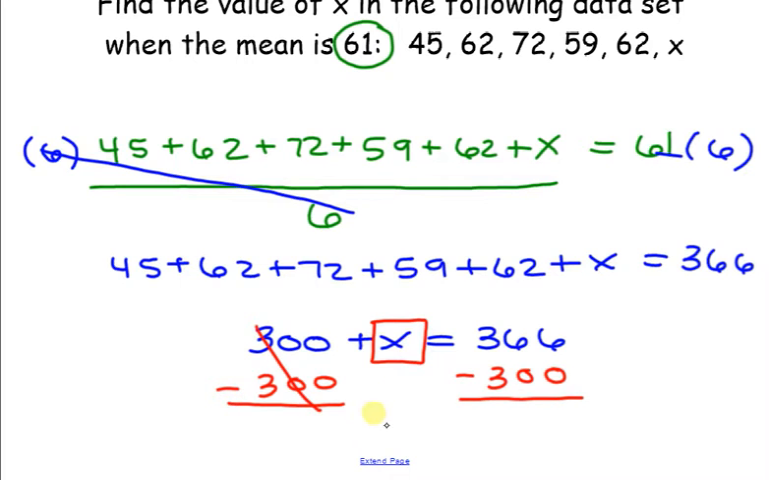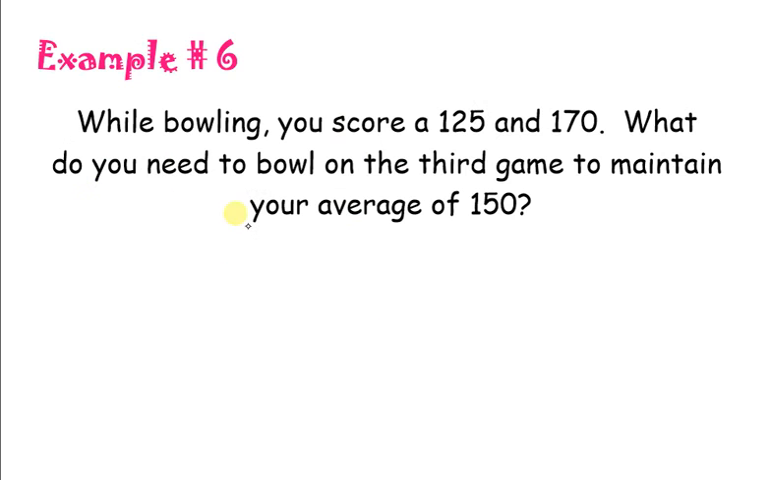This is going to cancel, and we're left with x equals 66. So in that data set, in order to have a mean of 61, the last missing value needs to be 66. All right, example number 6. While bowling, you score a 125 and a 170. What do you need to bowl on the third game in order to maintain an average of 150?